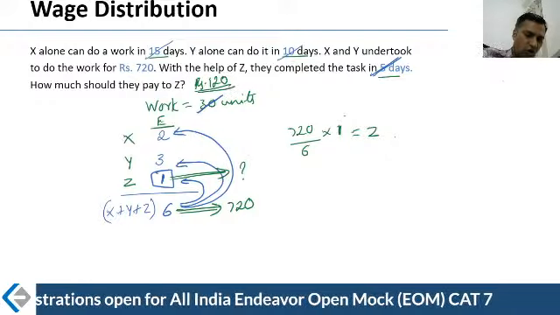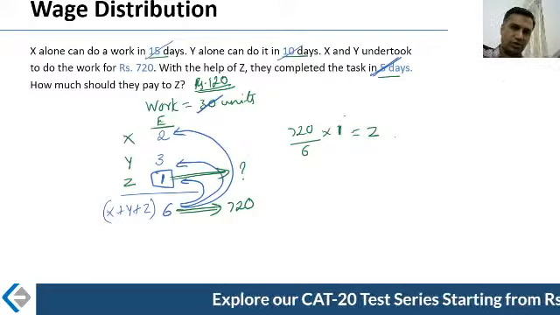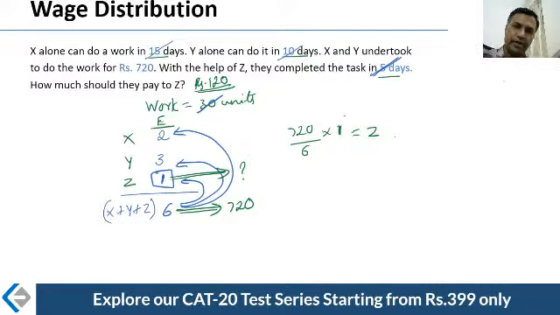That is Z's contribution in the 720 rupees. That has to be Z's share, 120 rupees. Good. Here we go. You would have got the perspective so far.